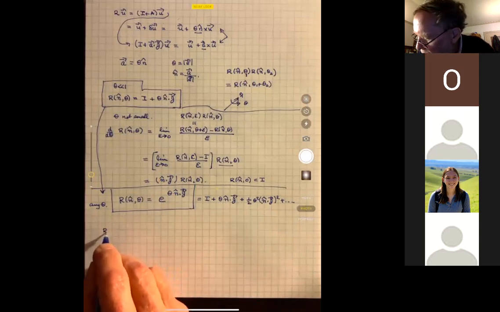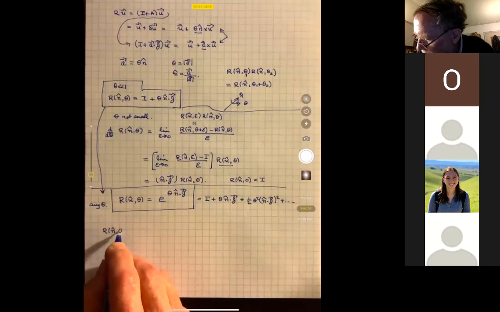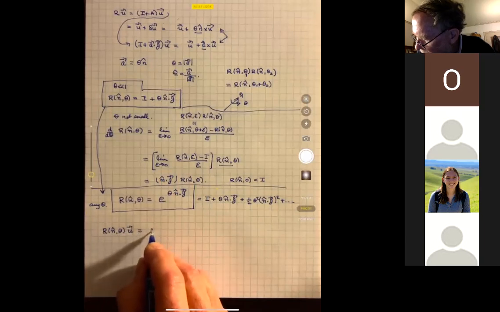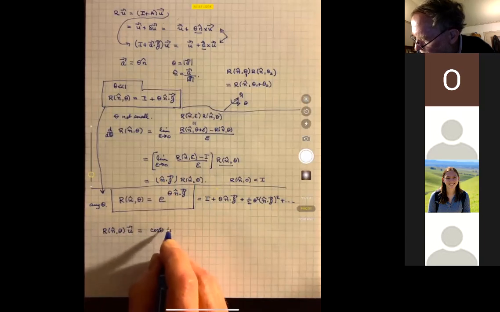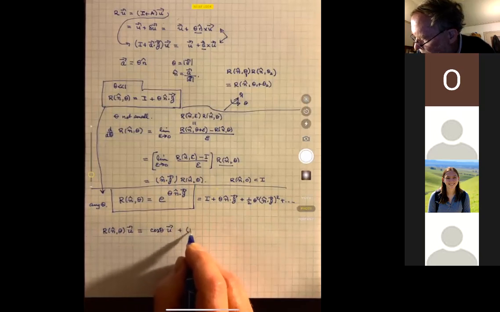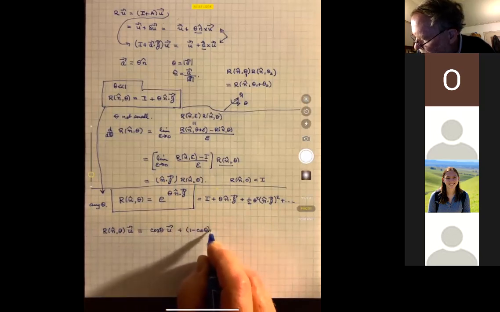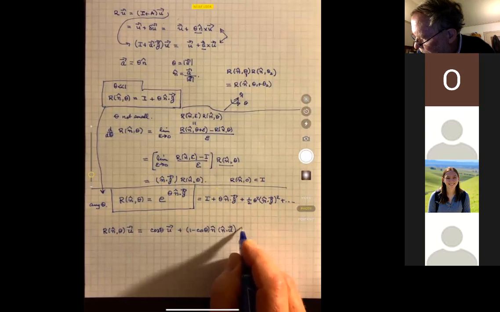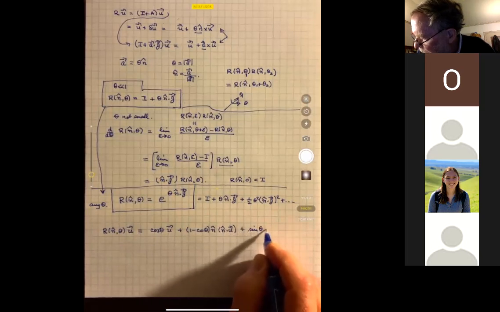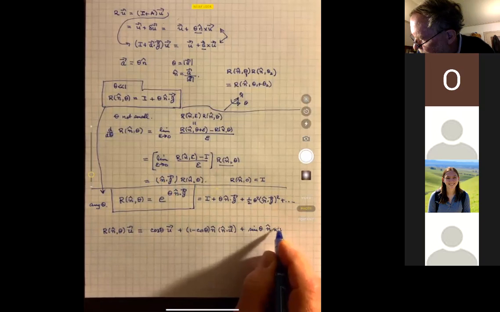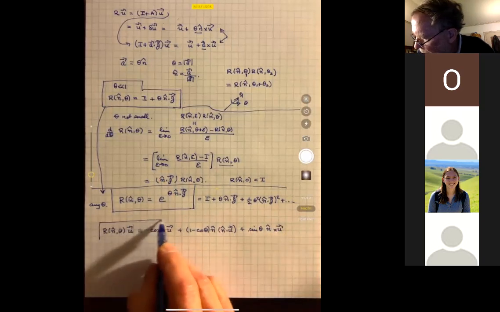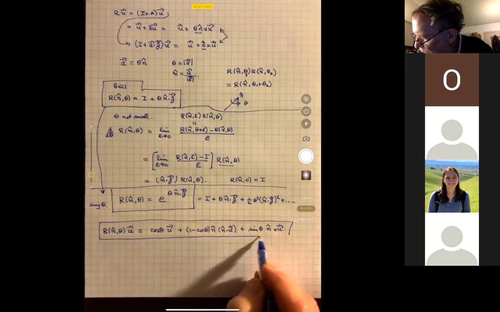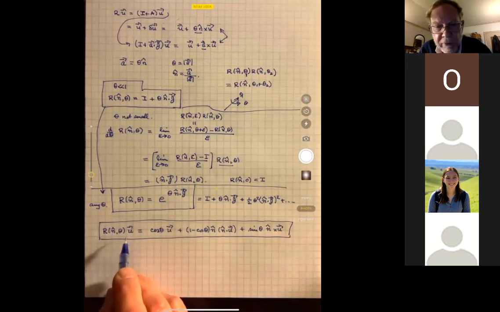And it can be summarized this way: R of n hat comma theta, if I allow it to act on an arbitrary vector, let me call it u, can be written this way. It becomes the cosine of theta times u, plus the factor 1 minus cosine theta times n hat dotted into u, times n hat, plus the sine of theta multiplying n hat crossed u. Let me box that, because this is an explicit formula for what a proper rotation in axis angle form does to an arbitrary vector.